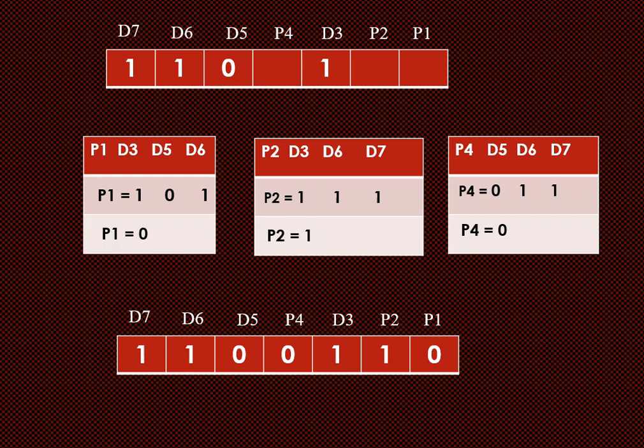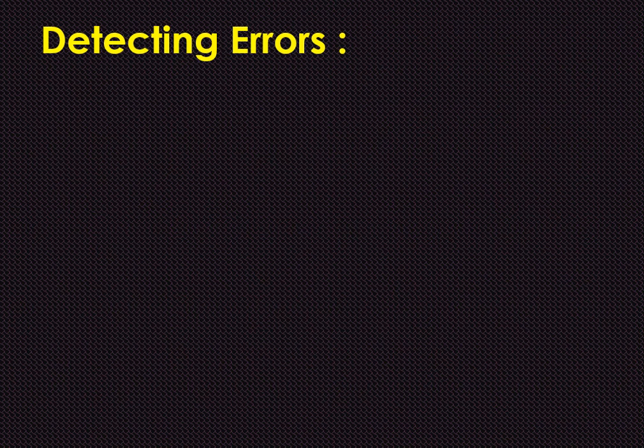So we have to decide how we are going to detect the error. Whatever message the sender sends by adding the Hamming code technique, is the receiver getting that exact same message or not? You have to detect that by using the same Hamming code technique. So first let me explain detecting errors.